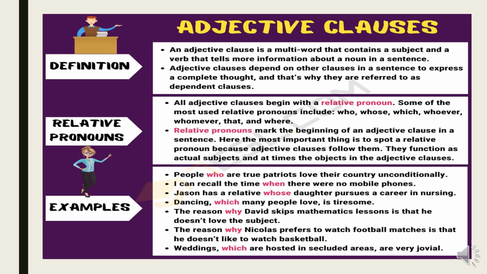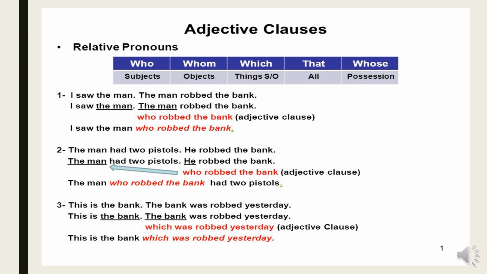After them, here's the adjective clause. Okay, so here's the difference. Okay, let's see this also. Who, whom, which, that, and whose. Every one of them is used to express something. Who refers to the subjects, whom to objects, which to things, that to all, and whose to possession.